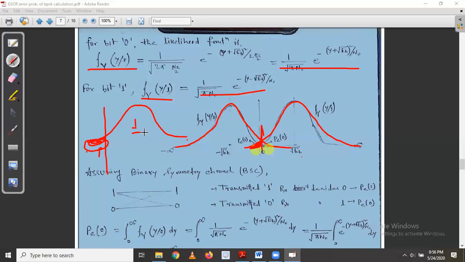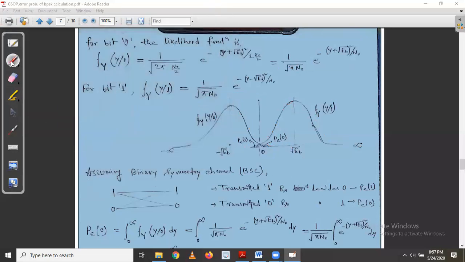So how much probability is there for the wrong decision of the receiver? That is our topic of discussion. How much probability is there that the receiver will think 0 was transmitted, but actually 1 was transmitted? So how much is the probability of wrong decision by the receiver? That is the part of calculation, the topic of discussion. If it is not clear, again I am repeating, this is very important.